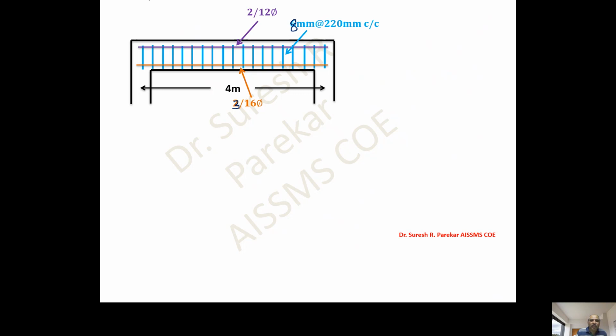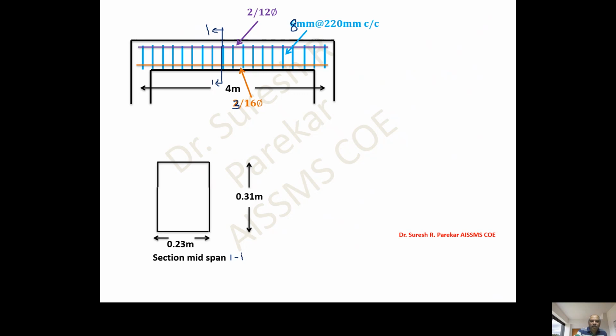If we take a section at center, then what are we going to get at this section? So I will say this as 1-1, the mid section. So we will plot it. So we have 0.23, 0.31. Then we have these 3 bars of 16 millimeter phi, 2 bars of 12 mm tor. We will say we cannot go for tor in this, so that is shown in this. And then we have 8 mm phi at 220 mm center to center. So this cross section also you have to show.